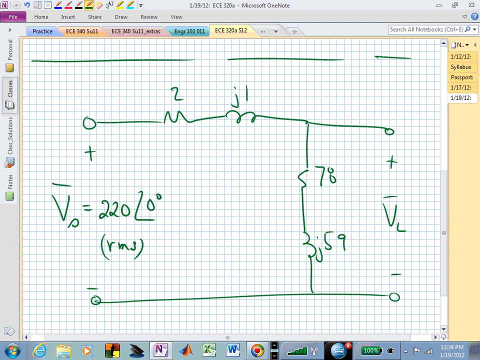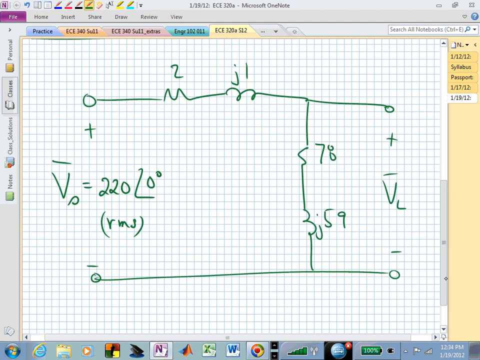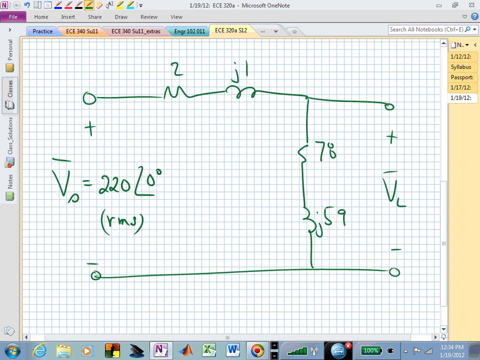where I've now converted that source to its RMS value. We took the maximum value and divided by the square root of 2. Now memorize that particular diagram or configuration.